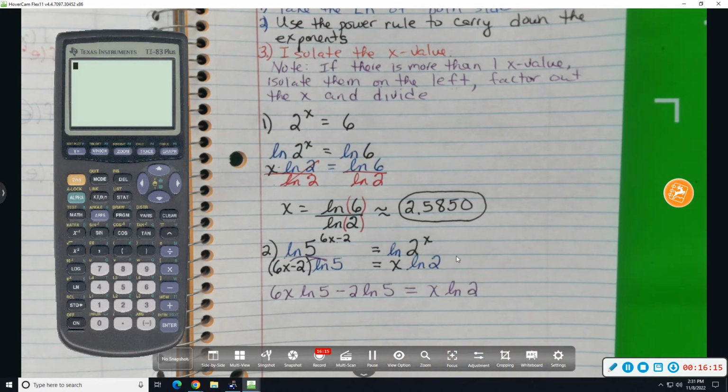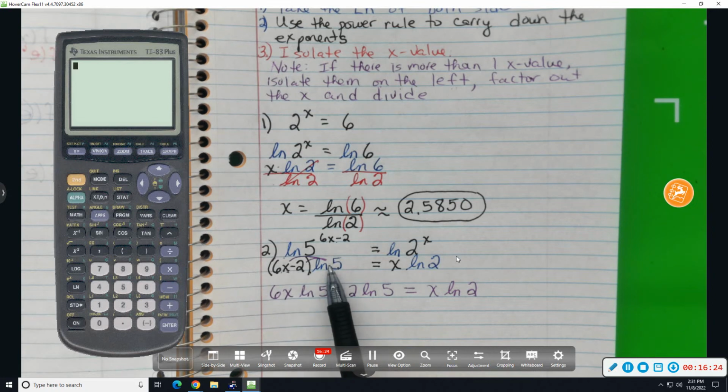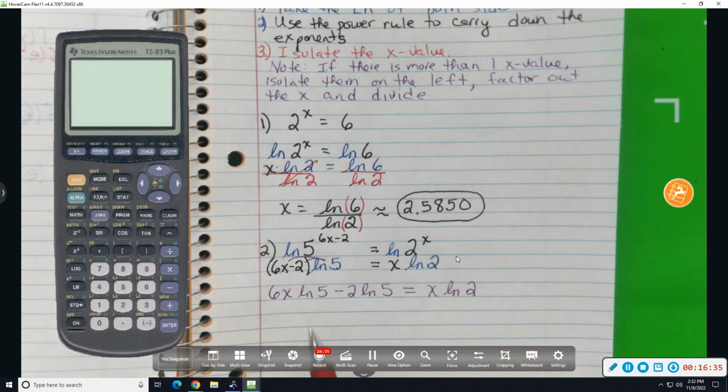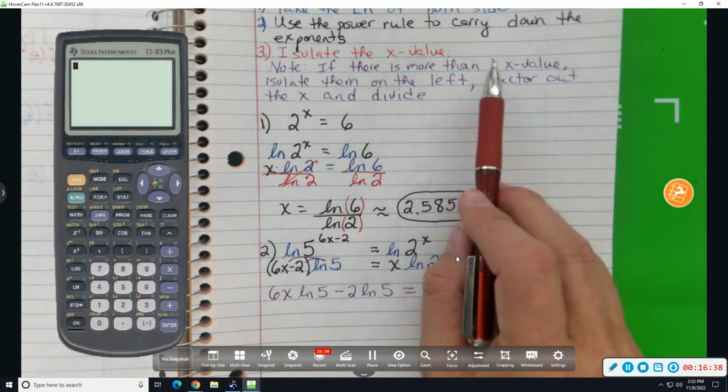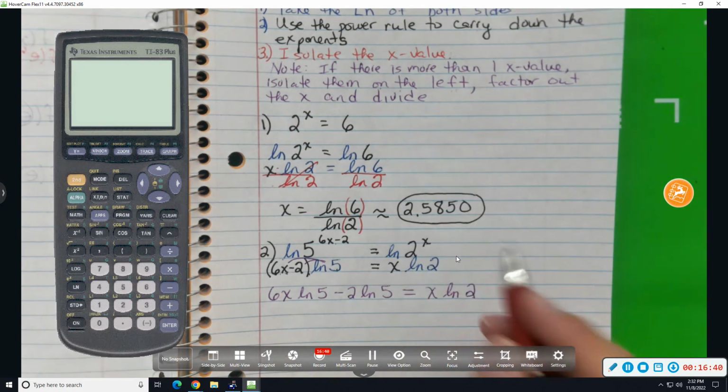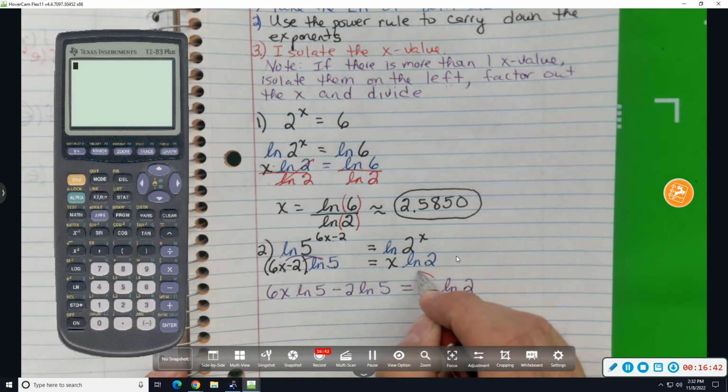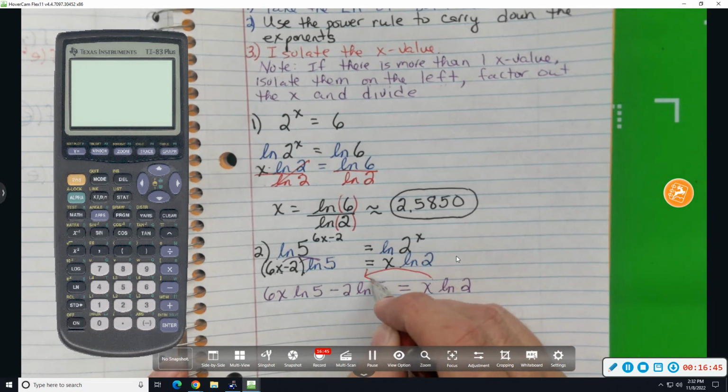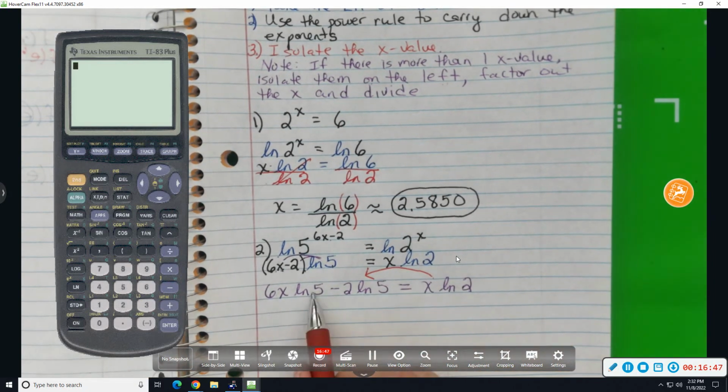So when I distribute this ln 5, I'm just putting ln 5 at the end of each one of these terms. 6x ln 5 minus 2 ln 5, as if I were just distributing a variable. If it were to distribute y, 6xy minus 2y. Now, we need to move these x terms around so that they're isolated on the left side. So I'm going to follow this arrow. I'm going to move this x ln 2 over to the left.